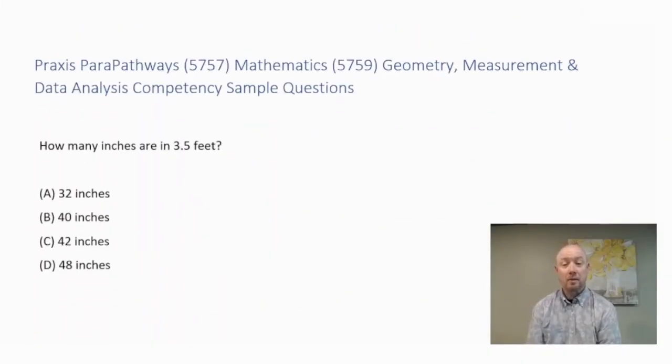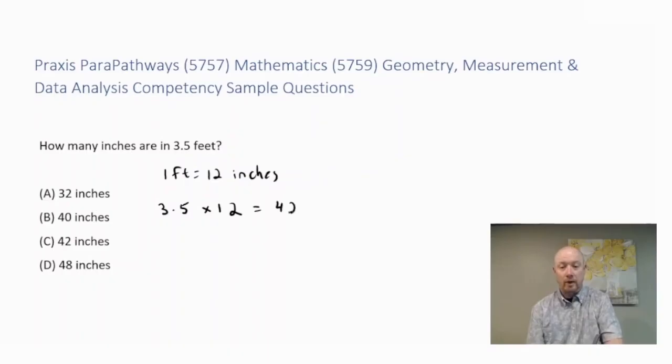How many inches are in 3.5 feet? Is it A, 32 inches, B, 40 inches, C, 42 inches, or D, 48 inches? All right, so the conversion factor is 1 foot is equal to 12 inches. So that means we're going to take 3.5 and multiply that by 12. We have our on-screen calculator we can use, and we should get the answer of 42 inches. So the correct answer is C.